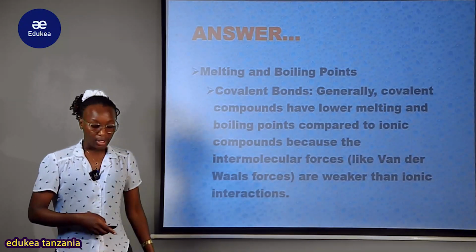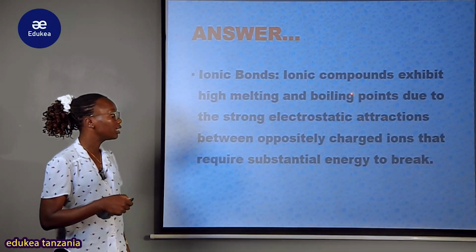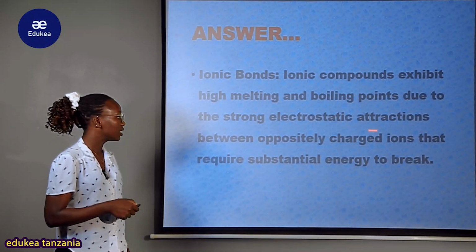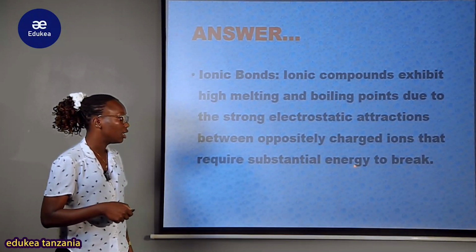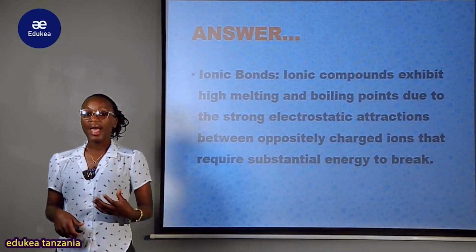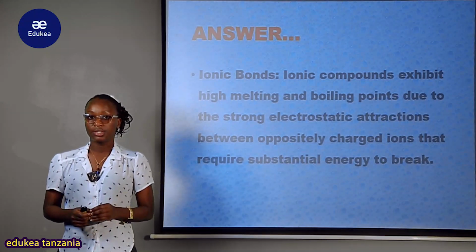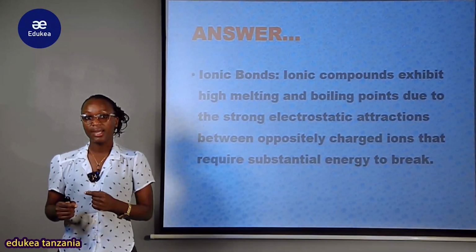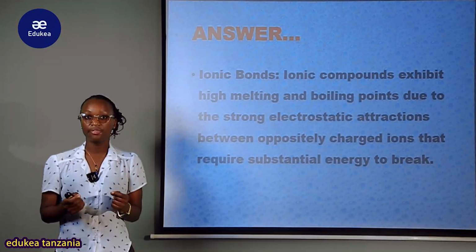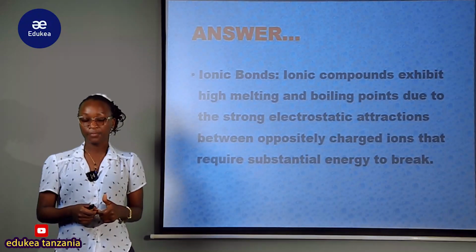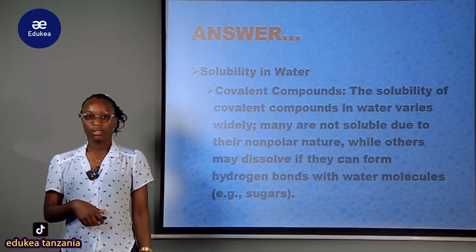Okay. Now, ionic bonds exhibit high melting and boiling point due to strong electrostatic attraction between oppositely charged ions that require substantial energy to break. Kumbuka tunavyoongelea ionic tunaongelea metals and non-metals. Kwa hiyo kunakuwa na oppositely charged ions, kunakuwa na positive na negative kati ya ion and ion. Kwa hiyo unakuja kuona kwamba melting point yake na boiling point yake ni kubwa sana kwa sababu ya ile force of electrostatic. Okay. Another point is solubility in water.